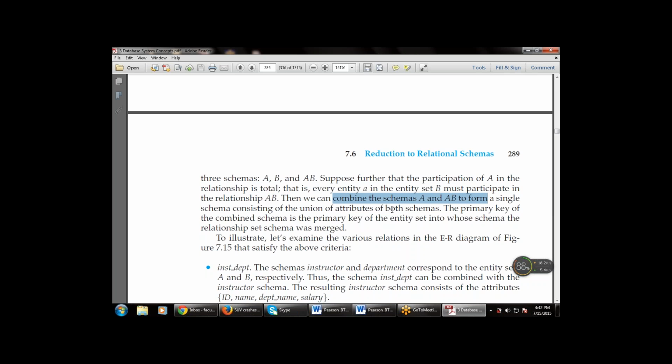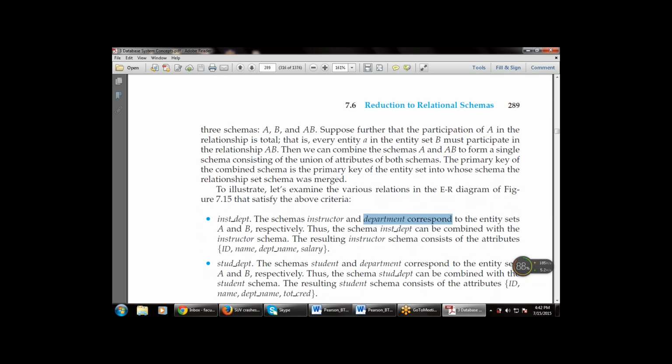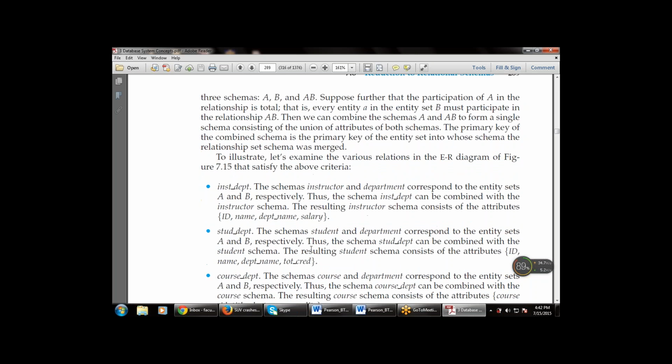So let us examine the various relationships available in the ER diagram. One is the instructor department relationship, with the schemas instructor and department corresponding to the entity sets A and B respectively. The schema instructor department can be combined with the instructor schema. The resulting instructor schema consists of the attributes ID, name, department name, and salary.